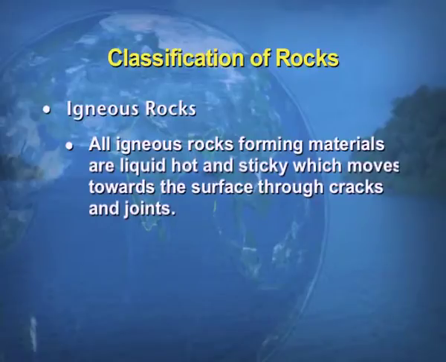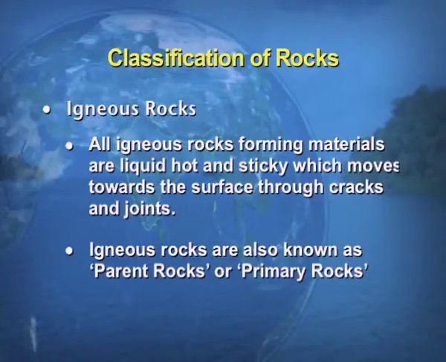Number 2, igneous rocks are also known as the parent rocks or the primary rocks. As the name says, they are the parent rocks. So, that means they are the basis of all the other two types of rocks, that is the sedimentary rocks and metamorphic rocks. Igneous rocks are formed through the solidification of the magma.